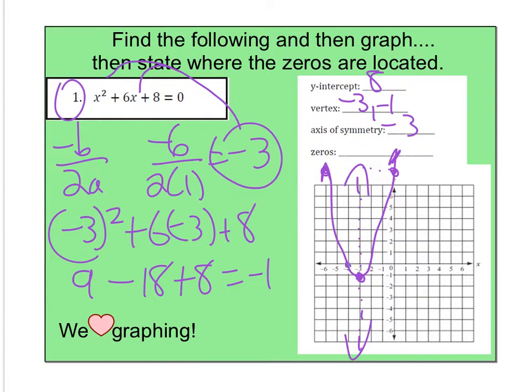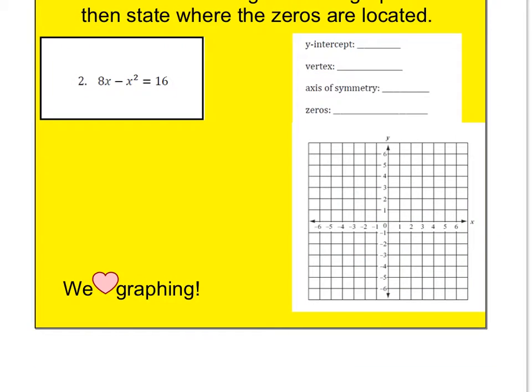Well, where do I cross my x-axis? I cross right here and right here. So my zeros are going to be negative 2 and negative 4. Those are going to be my zeros. That's my solution right there, negative 2 and negative 4.